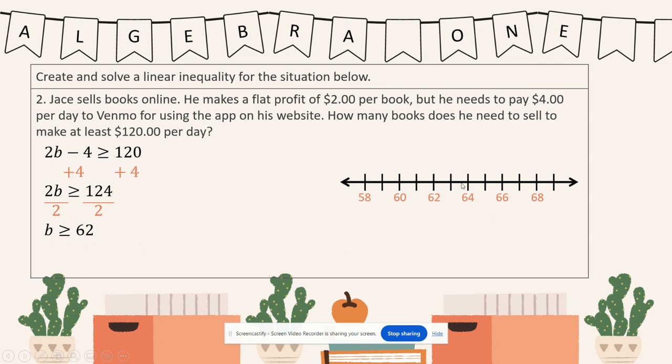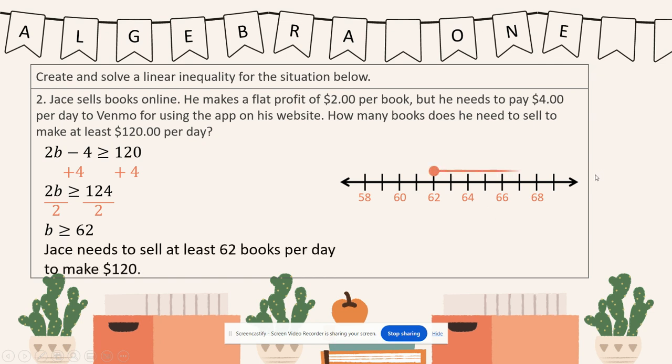Now we can graph this. We need a closed circle at 62, and the arrow is going to be going to the right. Again, that setup process is probably going to be the most daunting part of the lesson today.